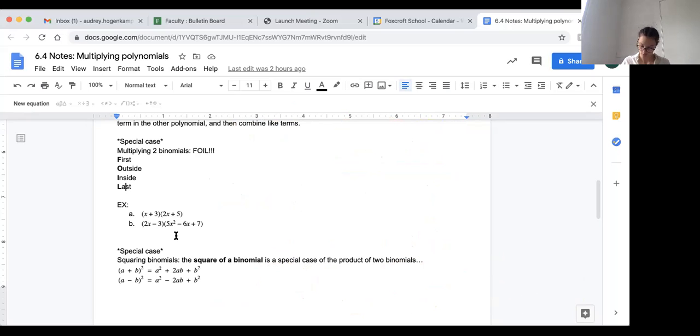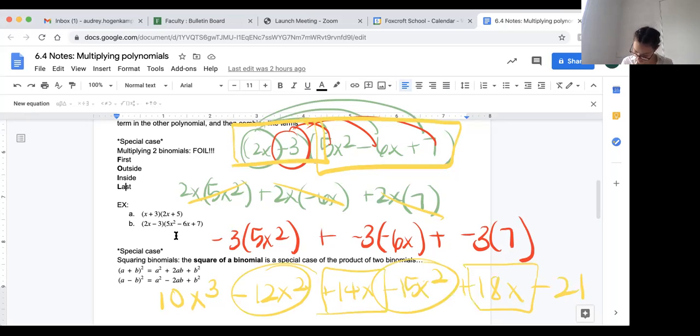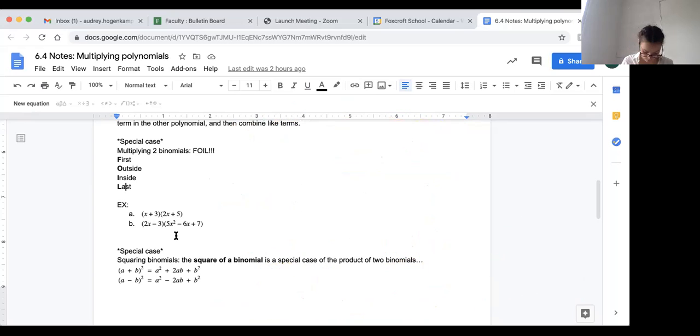Our final answer is going to be 10x cubed minus 27x squared plus 32x minus 21. So it's a little more hands-on than FOILing, but as long as you are making sure that, again, you multiply each part of your first polynomial by every part in your second one, then you will be good to go.